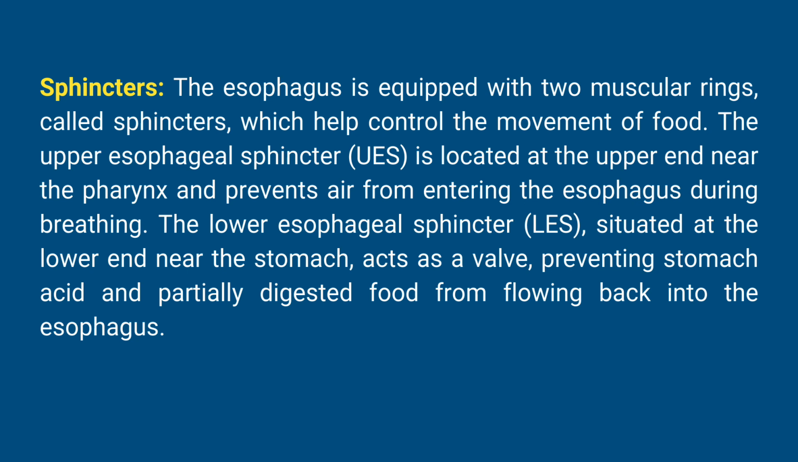Sphincters. The esophagus is equipped with 2 muscular rings, called sphincters, which help control the movement of food. The upper esophageal sphincter, UES, is located at the upper end near the pharynx and prevents air from entering the esophagus during breathing. The lower esophageal sphincter, LES, situated at the lower end near the stomach, acts as a valve, preventing stomach acid and partially digested food from flowing back into the esophagus.